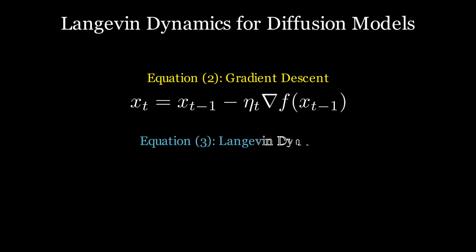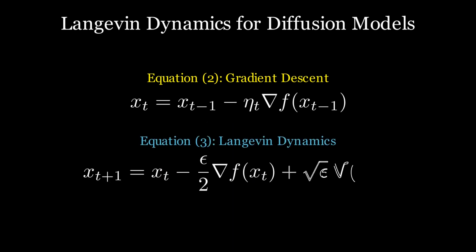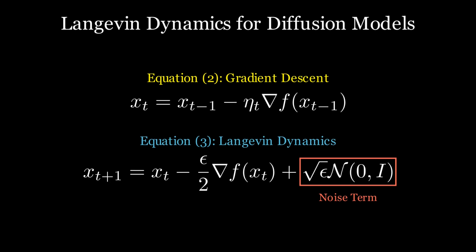Langevin sampling is an interesting modification of this gradient descent algorithm given by equation 3. Here x at time t plus 1 equals x at time t minus epsilon over 2 times the gradient of f at x t plus the square root of epsilon times a Gaussian noise term. Notice we are adding a noise term to each step in the gradient descent formula. Let me show you the difference visually.